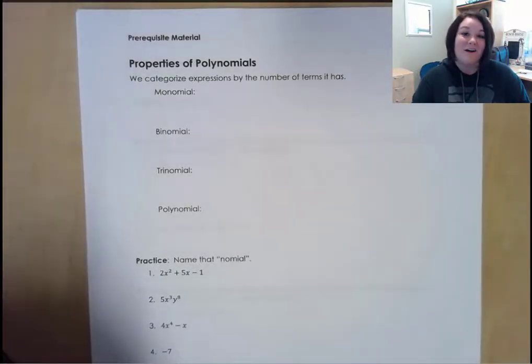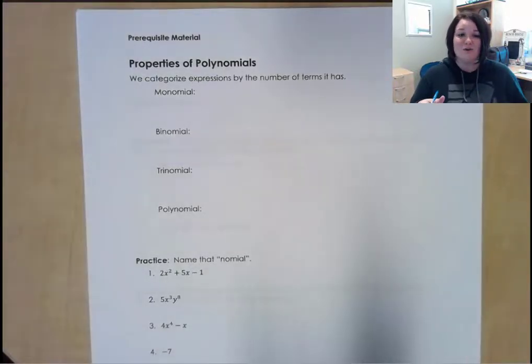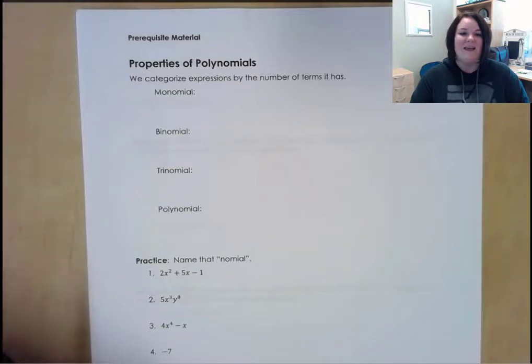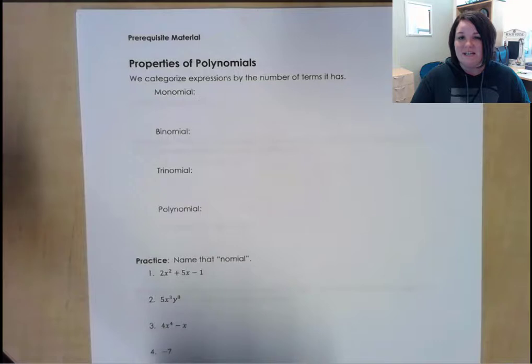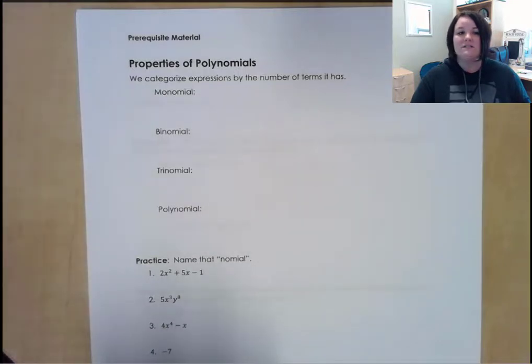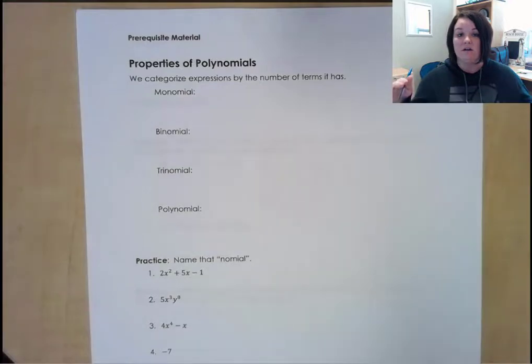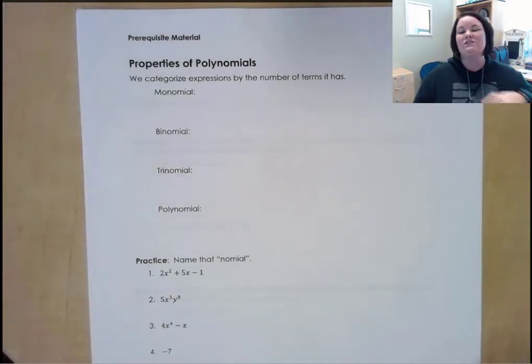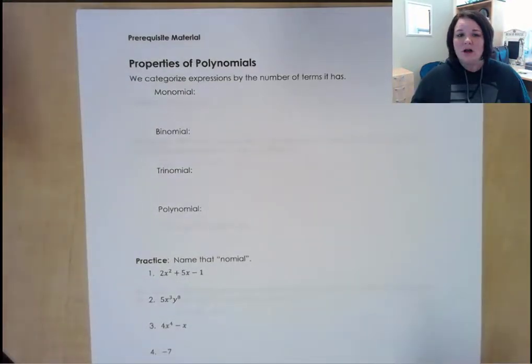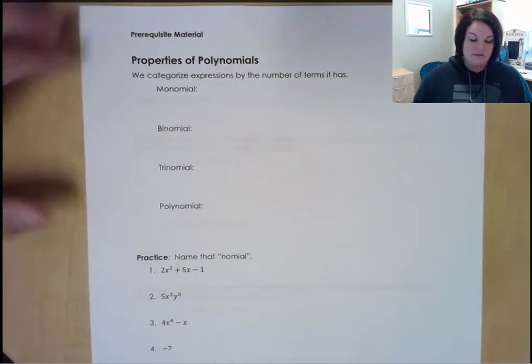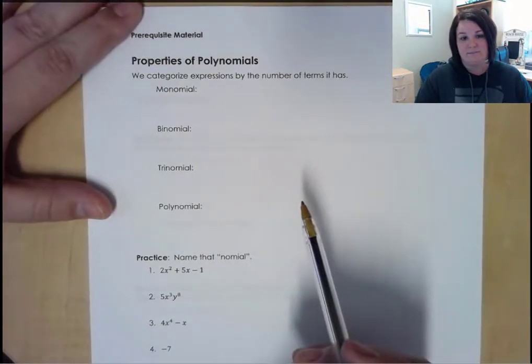All right, so here we are still in Unit 1, moving on to properties of polynomials. And when we talk about polynomials, polynomial is kind of a generic term just to let you know how many terms there are in an expression. So polynomial just means multiple terms, but that's not always the case. So we have specific names to describe things based on how many terms they have. So this is how we categorize our expressions.